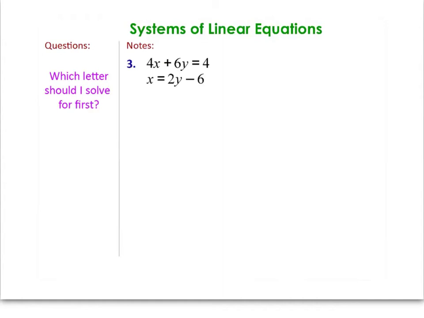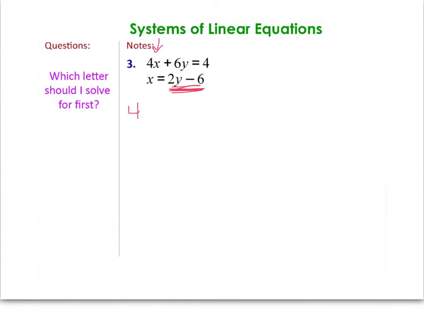Let's take a look at this one. It says, which letter should I solve for first? Well, the past 2 times, we've solved for x first and then solved for y. Well, if I look at this one, equation 2 already has x all by itself, and x equals 2y minus 6. So it doesn't matter which letter you solve for first. You want to solve for the one that's the easiest for you. In this case, x is already alone, so I can put this chunk in for x in equation 1.